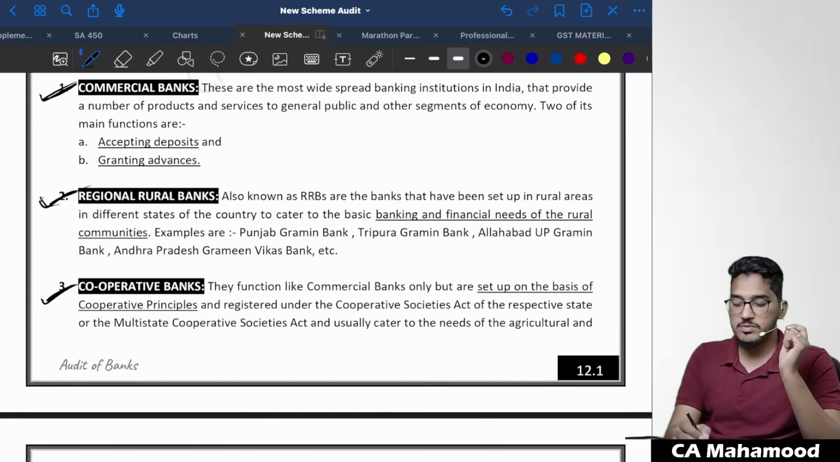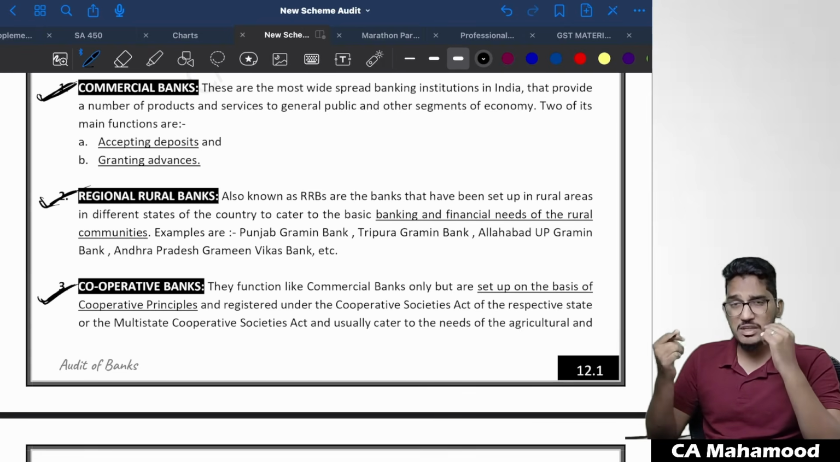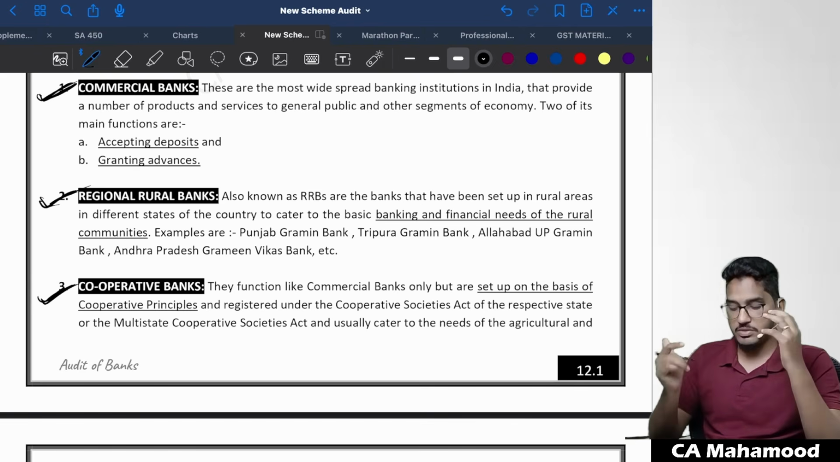So that is the key difference between a normal commercial bank and a cooperative bank. Normal banks address the banking needs of everybody, but cooperative banks also accept deposits and give loans, but only to their members.